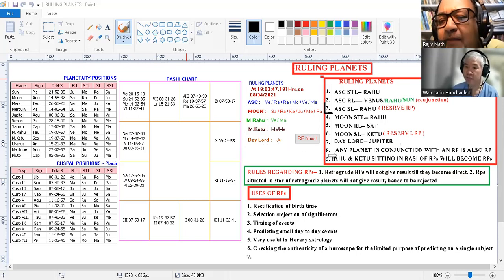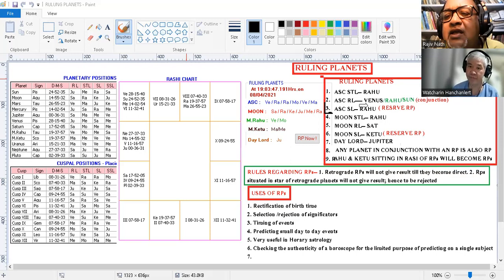Now any planet in conjunction with an RP, with a ruling planet, or is also a ruling planet. In conjunction means sitting together. It becomes an RP. That also becomes a ruling planet. Rahu and Ketu sitting in Rashi of RPs will become RPs. Yes, Rahu and Ketu.